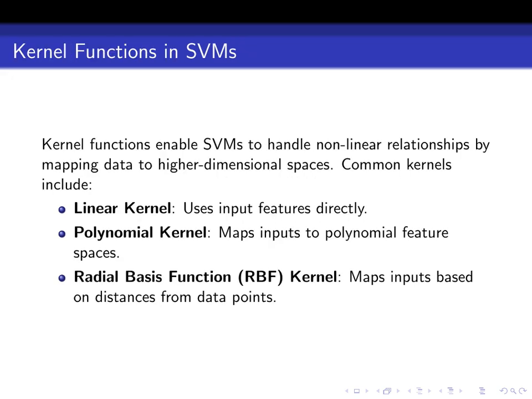Kernel functions are an essential part of SVMs because they allow the model to handle non-linear relationships by mapping data into higher dimensional spaces. Common kernel functions include the linear kernel, which uses the original features directly, the polynomial kernel, which maps inputs to polynomial feature spaces, and the radial basis function or RBF kernel, which maps inputs based on distances from data points.